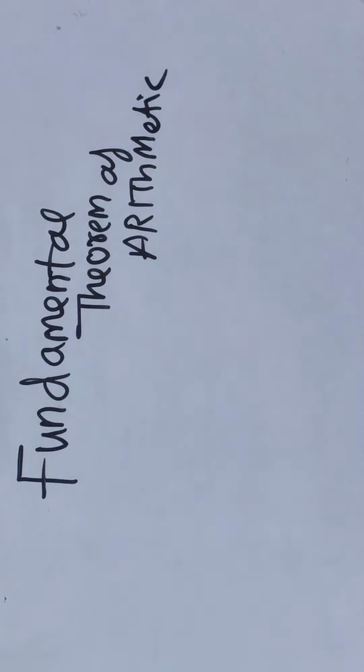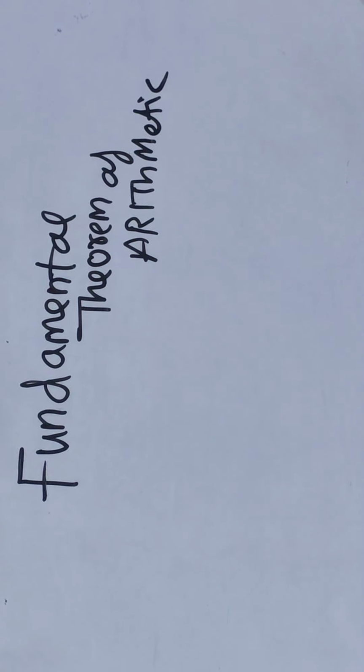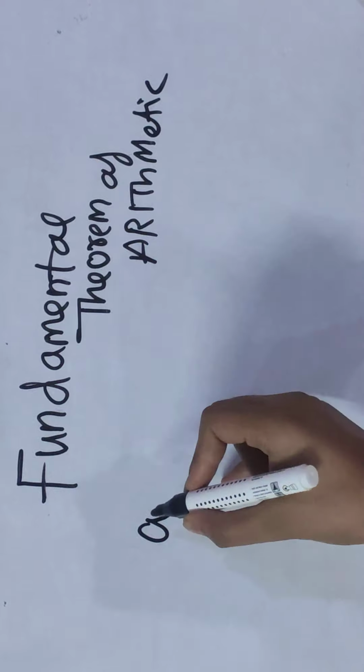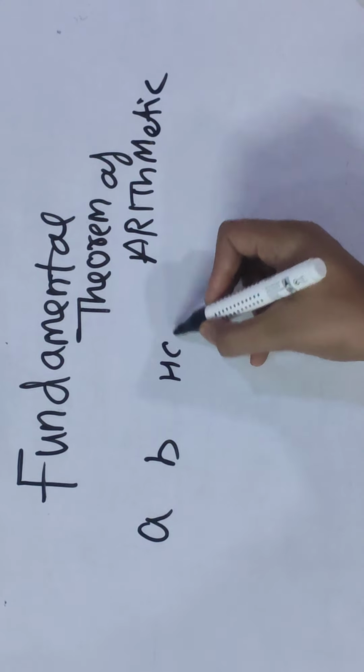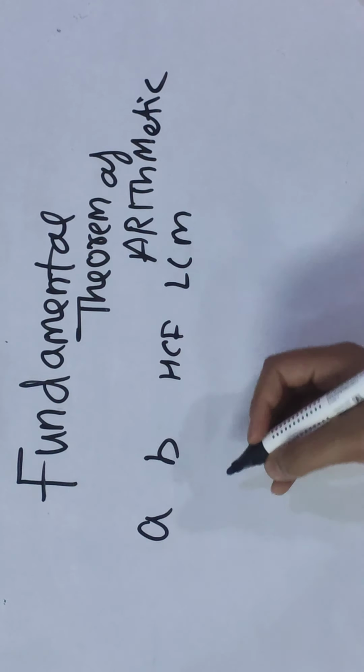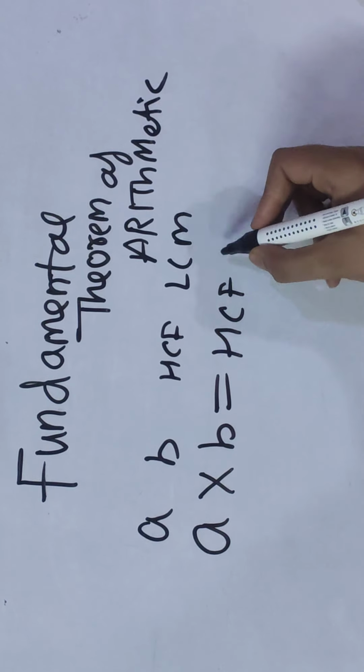Now let's start the fundamental theorem of arithmetic. I hope that you are familiar with HCF and LCM. By Euclid's division lemma, we can get to know the relation between two numbers and their HCF and LCM. If a is one number and b is another number, then a into b equals HCF into LCM.